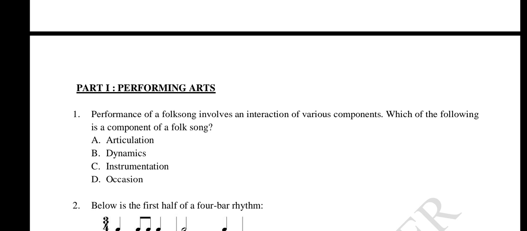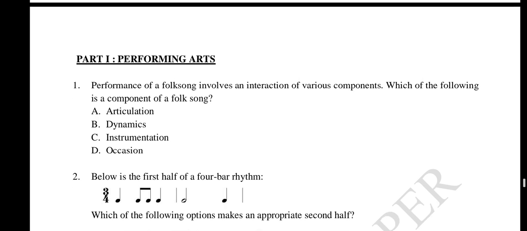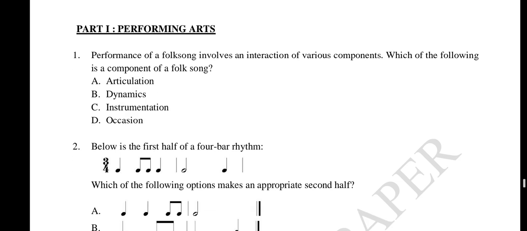The first question: performance of a folk song involves interaction of various components. Which one of the following is a component of a folk song? Articulation, no. Dynamics, no. Instrumentation, yes. We need to know the instruments because different communities have different instruments. Instrumentation is the correct one.